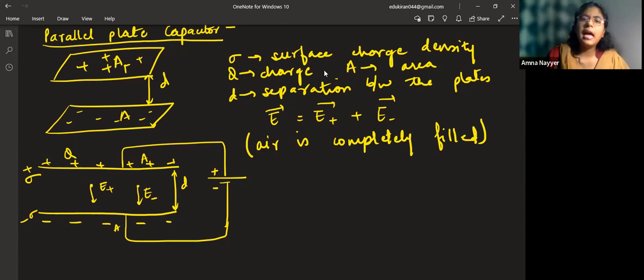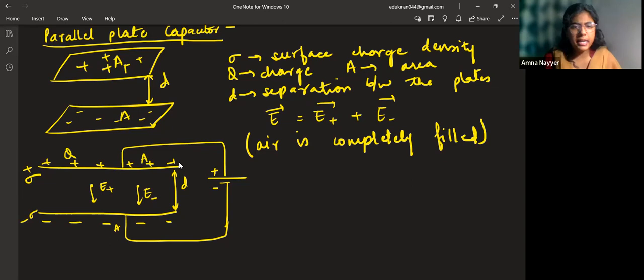A is the area. And sigma, already I have done this in detail as a separate topic with all of you. You should remember this, and this will be used. Sigma, that is surface charge density. Sigma is surface charge density, means charge per unit area. So instead of depicting this, making all the rectangular plates, it's a little difficult. So I'll just use a single line to represent it.